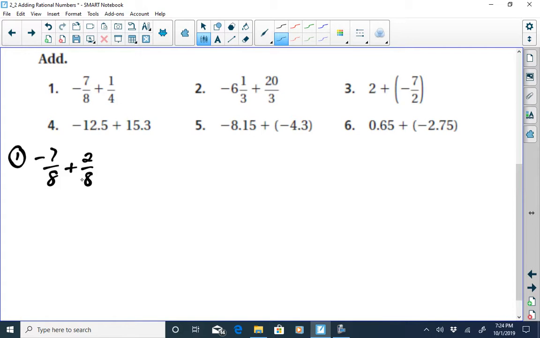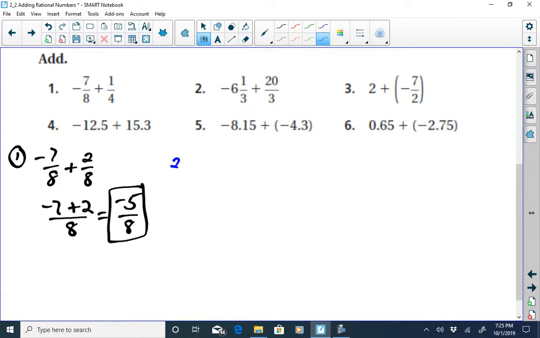Once I've rewritten my fractions using a common denominator, I'm simply adding or subtracting the numerators. Here I'm adding negative 7 plus 2. I'm adding opposite signs, so when I'm adding a negative and a positive, we have to subtract their absolute values. That gives me 5, but because I have more negative than positive, it's going to be negative 5. The denominator doesn't change, so it's going to be 8. Problem number 1 is negative 5 over 8.